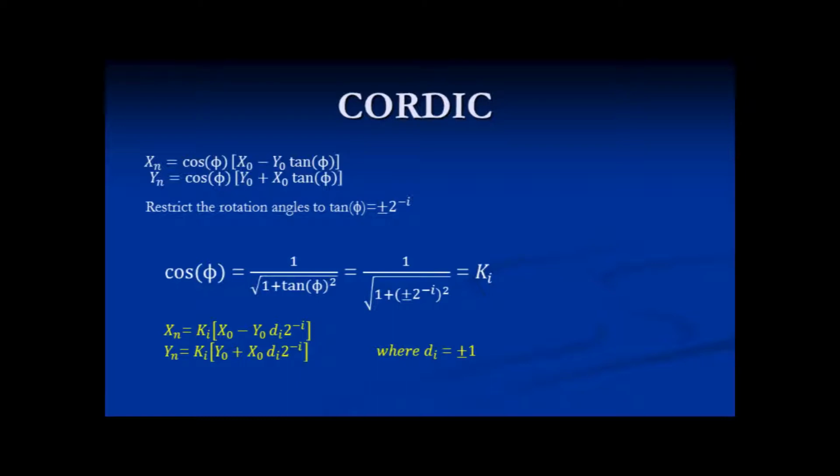Therefore, we now get x sub n is equal to k sub i times the quantity x sub 0 minus y sub 0 times d sub i times tangent of phi. And y sub n is equal to k sub i times the quantity y sub 0 plus x sub 0 times d sub i times tangent of phi, where d sub i is equal to plus or minus 1 depending on the direction of rotation.